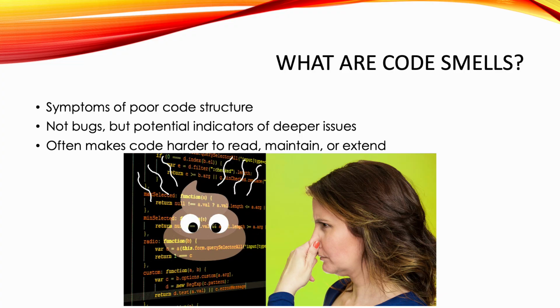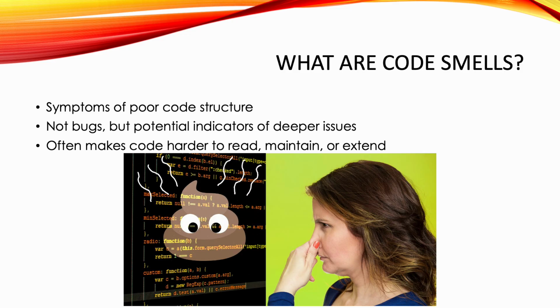What are code smells? Code smells are symptoms of poor code structure. They are characteristics in your code that may indicate a deeper problem in the code base. Code smells are not bugs and will not necessarily cause your program to crash or malfunction. However, they do signal that your code could be cleaner or better organized. They are often signs of design flaws that can make the code harder to maintain, extend, or debug.